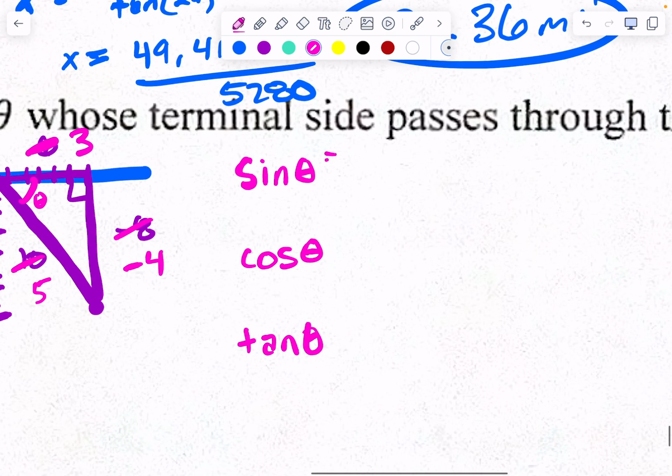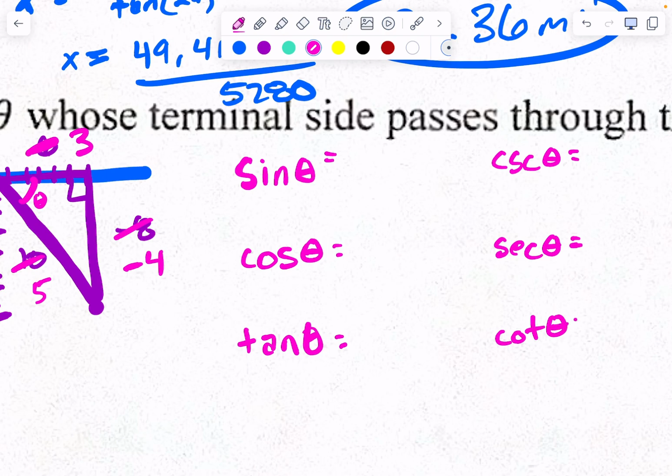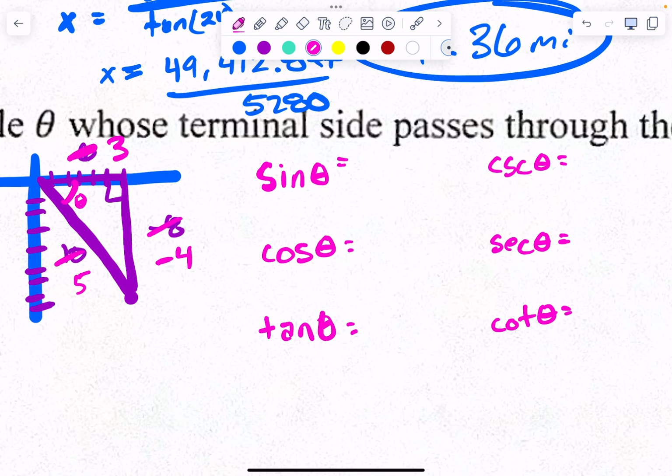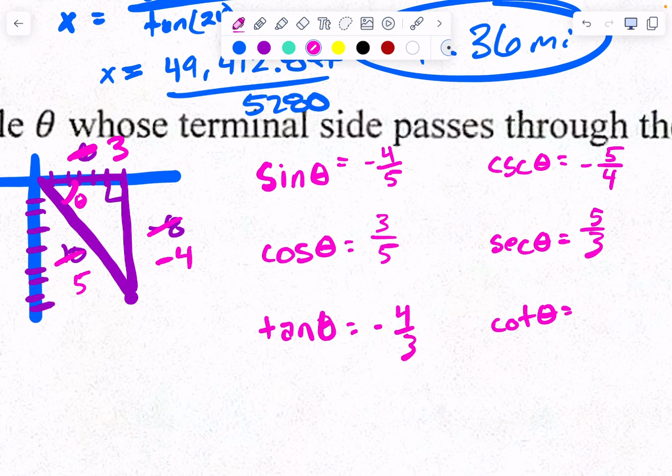Which one goes with sine? Cosecant. And then secant. And then cotangent. Okay? Sine is opposite over hypotenuse. Negative 4 over 5. True? Cosecant, negative 5 over 4. Cosine, adjacent over hypotenuse. What is that? 3 over 5. Secant, 5 over 3. Tangent, opposite over adjacent. Negative 4 over 3. Cotangent, negative 3 over 4. Good? That was not a hard problem. You just had to draw the thing.